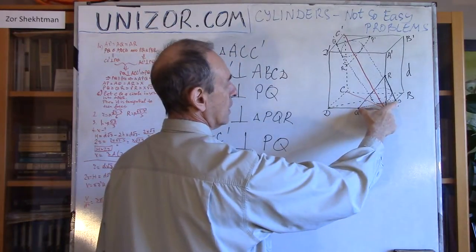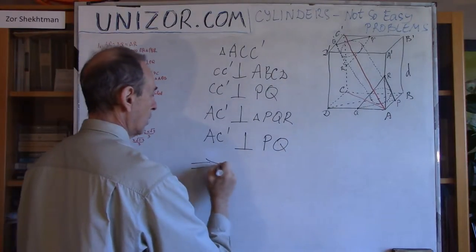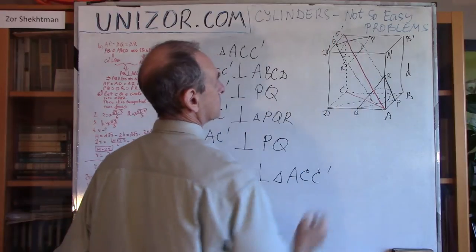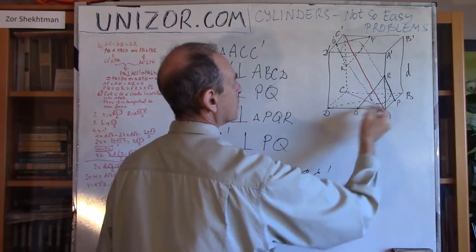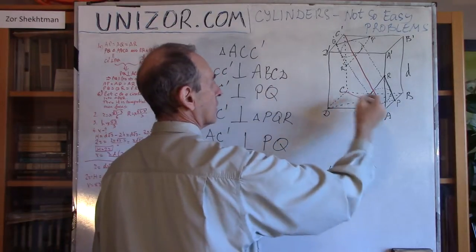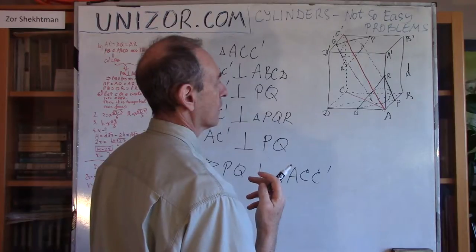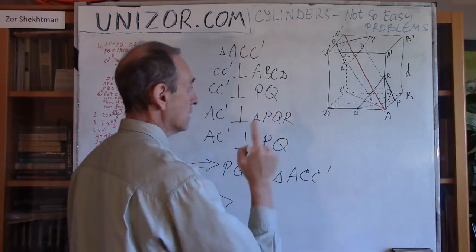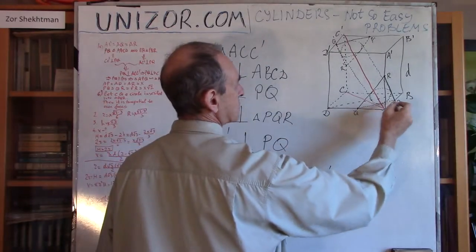So it looks like PQ is perpendicular to CC prime and is perpendicular to AC prime, which means that PQ is perpendicular to triangle ACC prime. Again, since PQ is perpendicular to CC prime, because it's part of this plane, and PQ is perpendicular to AC prime, because it's part of the PQR, therefore it's perpendicular to the entire triangle ACC prime. And therefore, it's perpendicular to any line on this triangle, on this plane, which encompasses this triangle, including line AC. So PQ is perpendicular to AC.